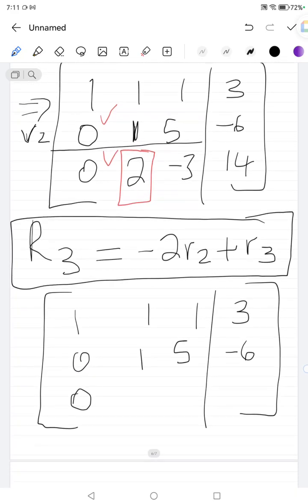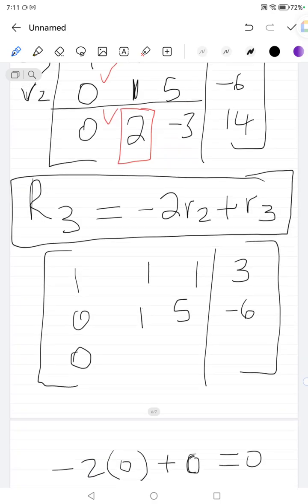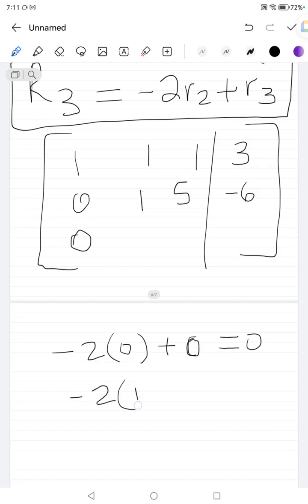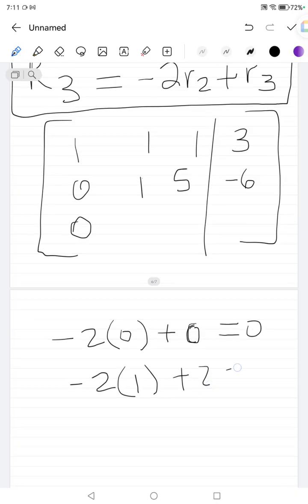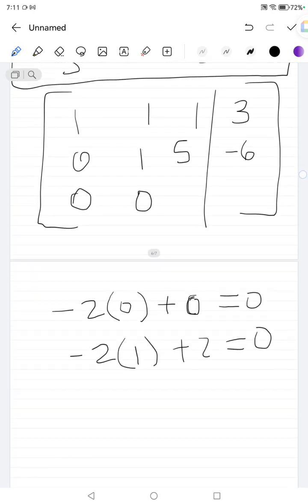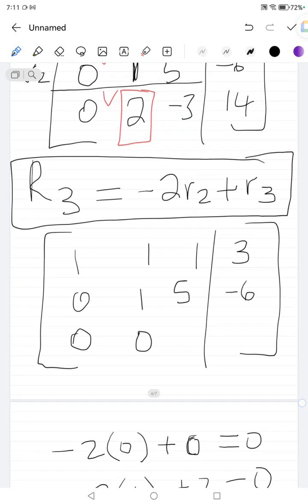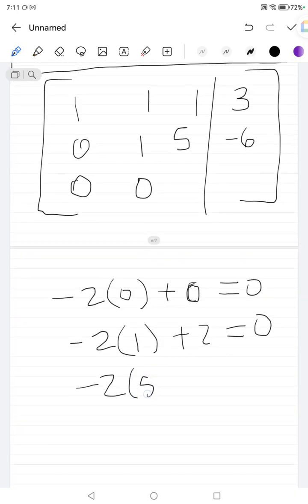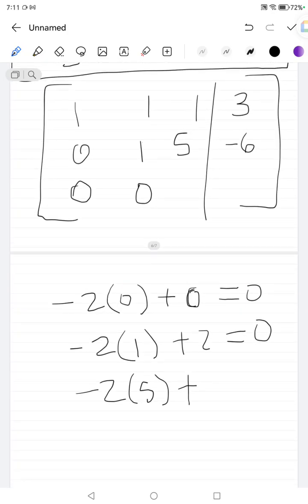So we go to the second one where we're going to have minus 2 into what we have in row 2. We have that 1 plus the 2 in row 3 that you see that side. Then we have minus 2 into 1 plus 2. This one will still give us the 0. So now we have this 0 this side. Then we go to this one. We have minus 2 into what we have in row 2, which is 5, plus, in row 3, we have our minus 3.